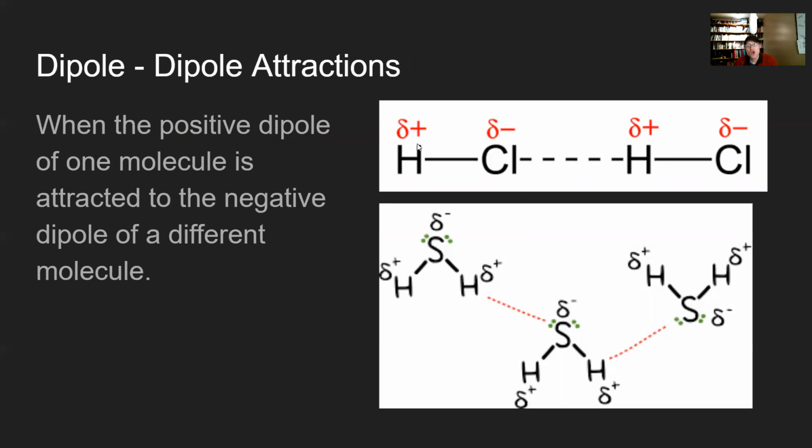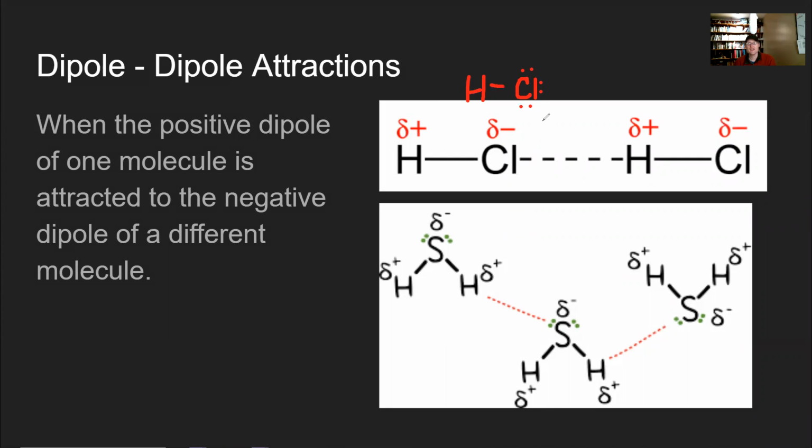Dipole-dipole attractions are where you have separate dipoles, or the positive and negative dipoles within a molecule, and you have a positive dipole attracted to a negative dipole. Now, taking a look at the structure of hydrochloric acid, HCl, if we were to draw the Lewis structure like we had done in the past, you would figure out the number of valence electrons you have to work with.